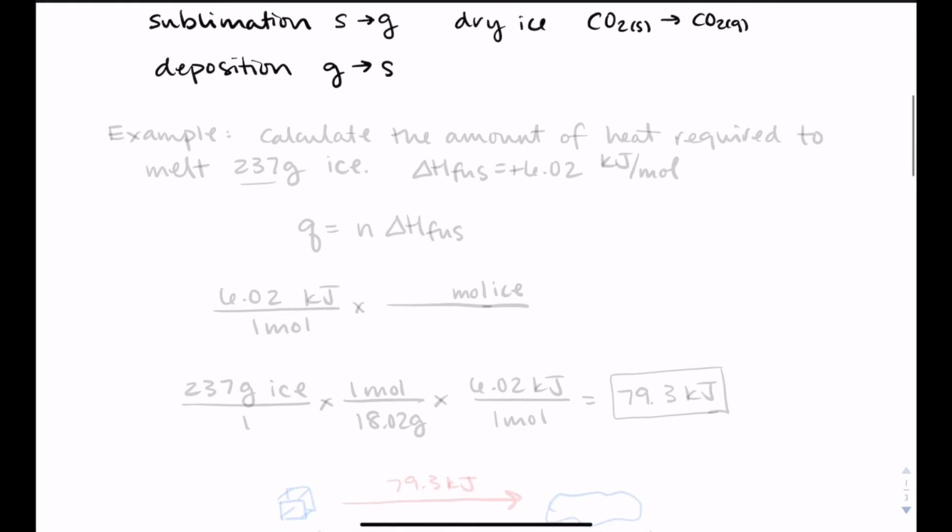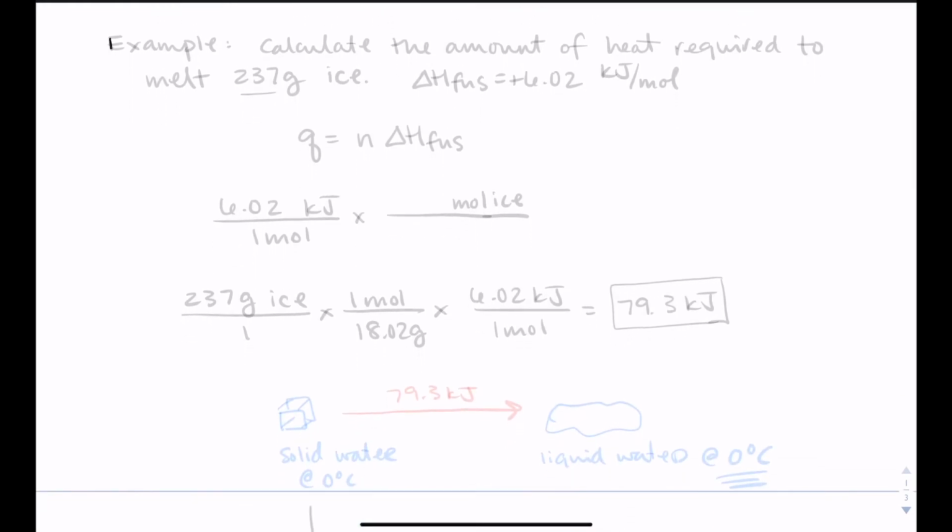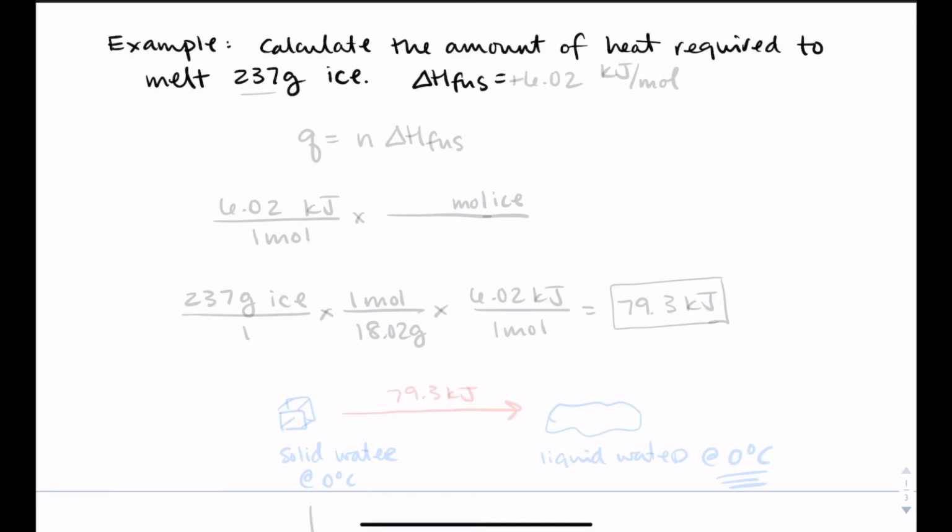All right, so let's calculate some heat to melt ice. We're going to calculate the amount of heat required to melt 237 grams of ice. If we're melting, we're talking about enthalpy of fusion, and we're going from solid to a liquid. We have to put in energy. So my enthalpy of fusion should be positive. Except that this is in kilojoules per mole. I have a mass of ice, so we're going to have to do some conversions here.